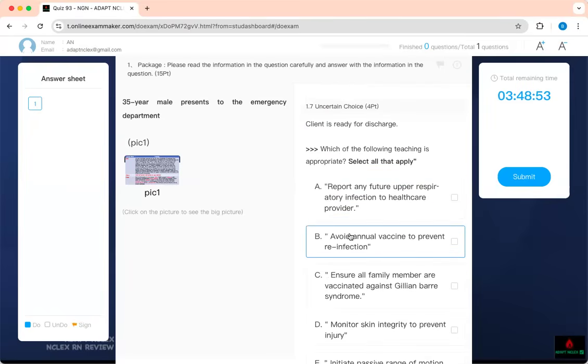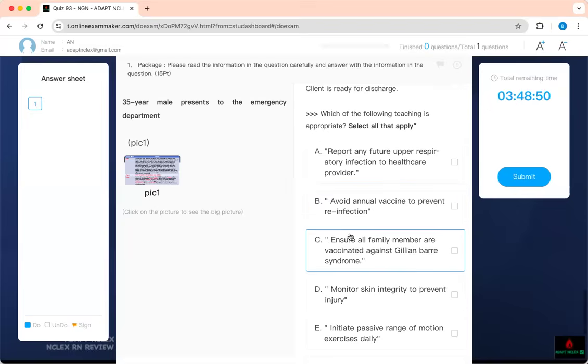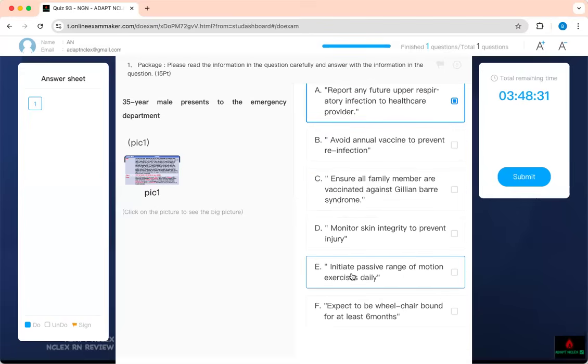The client is ready for discharge. Which of the following teaching is appropriate? Report any future upper respiratory infection to the healthcare provider. Because of your immune response to this infection, every time you have an upper respiratory infection, you should let me know, right? Avoid the annual vaccine? No, I want you to get vaccinated. This has nothing to do with vaccination, right? Ensure all family members are vaccinated against Guillain-Barré syndrome? There's no vaccine for that. It's not infectious, okay? You're unlucky to get it and you get into trouble.